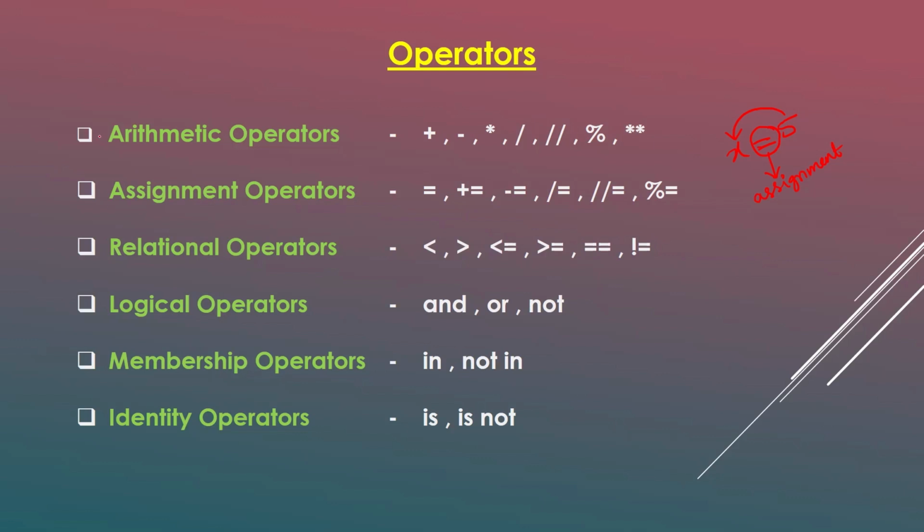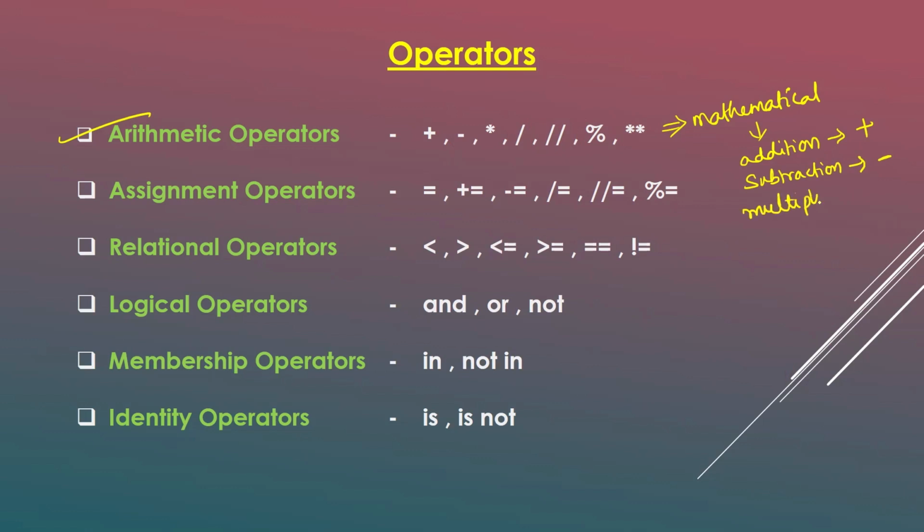Now, we'll discuss what is meant by arithmetic operators. These symbols are used for performing mathematical calculations. Mathematical calculation is nothing but what? For addition, we will make use of the plus symbol. For subtraction, the minus symbol. For multiplication, the star symbol. For division, we will make use of two symbols: one forward slash and two forward slashes. These two will perform division only.